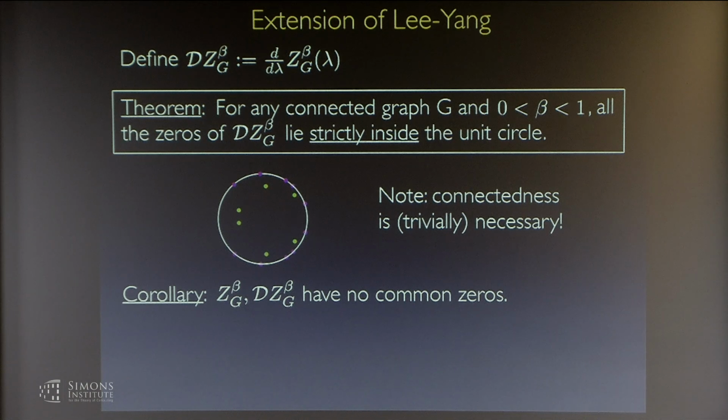And it turns out that you can prove that, provided the graph is connected, the zeros lie strictly inside the unit circle. So the Gauss-Lucas theorem will tell you that the zeros of the derivative lie in the convex hull of the original zeros. But that doesn't preclude them being actually coincident with these points, or equivalently of Z having zeros of multiplicity bigger than 1.